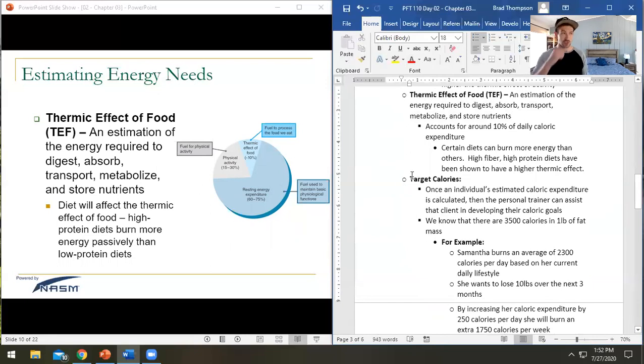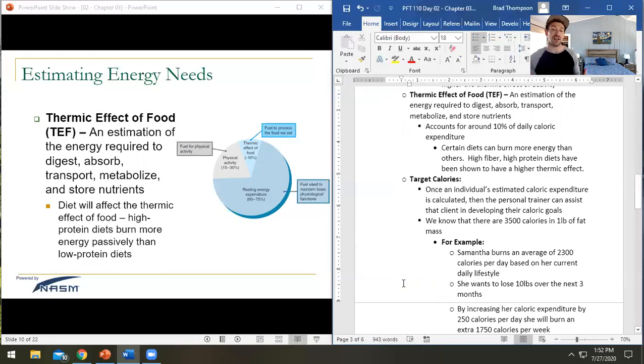And so certain diets do have a higher thermic effect than other ones. For instance, protein. Protein is a very difficult macronutrient to break down, so your body expends a lot of energy breaking it down. And so a higher protein diet is going to result in a passive extra amount of calories being burned. Fiber is another example of that. Fiber is difficult for your body to break down, so it expends a little bit of extra energy working on it.